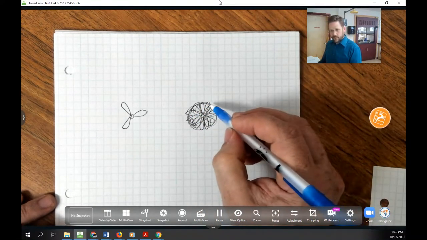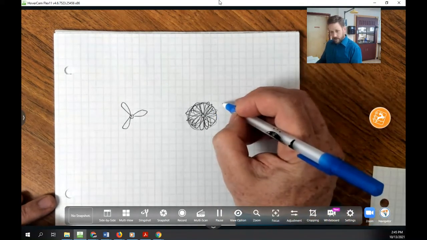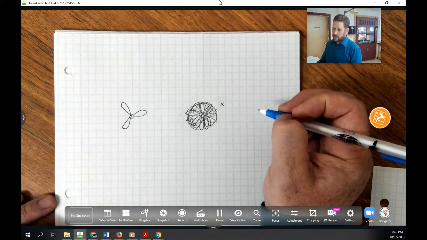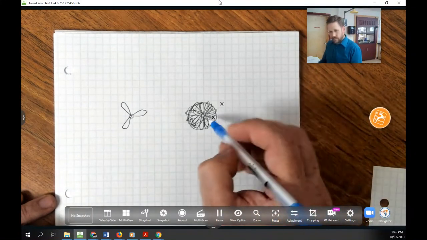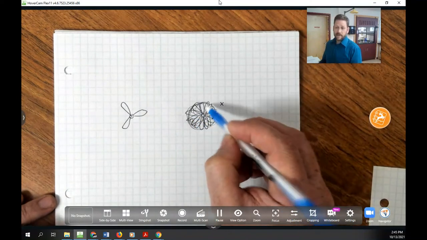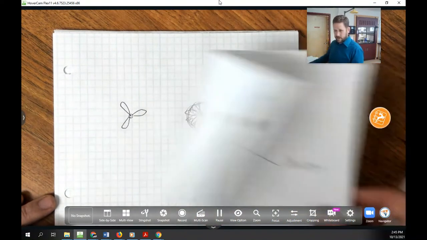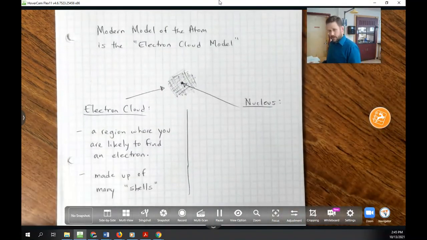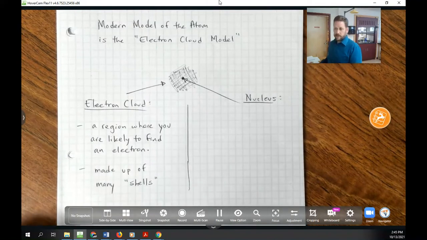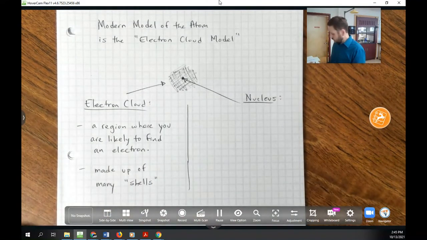There is a region where you know it is safe to put your finger, and that would be like out here. You're not going to get hit by a fan blade, but anywhere in here, you will. So that's a good way of thinking about the electron cloud: just a region where you're likely to find an electron. But just like the fan blades are going quickly, electrons also move quickly, so it's kind of hard to determine where they are in the electron cloud.